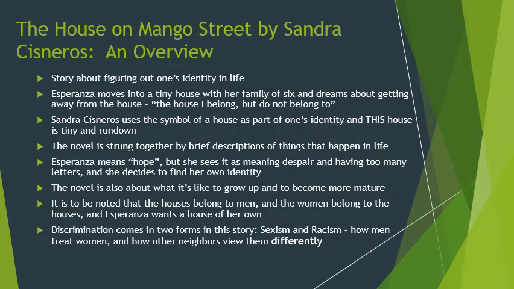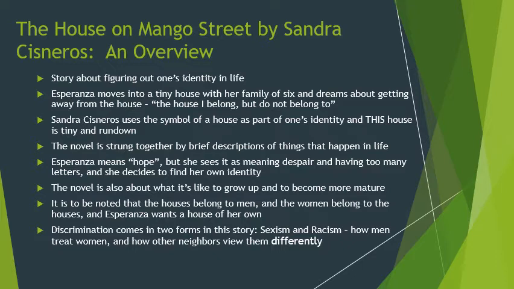Okay, so let's talk about The House on Mango Street by Sandra Cisneros. Alright, so it's a story about figuring out one's identity in life, which many of you, or everyone in life, can relate to. So, this main character is a girl who is slowly moving into adulthood. Her name is Esperanza.